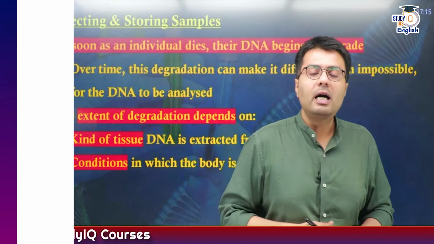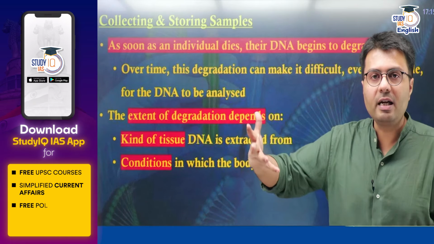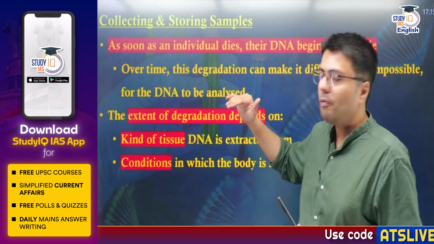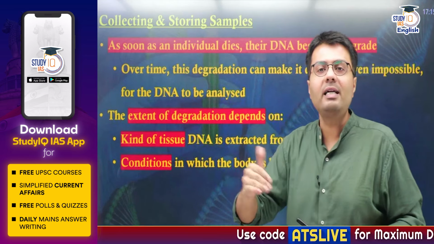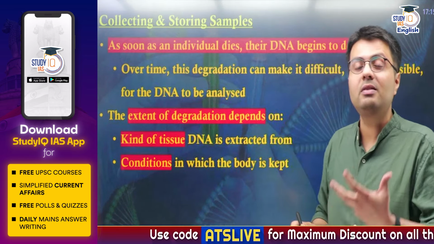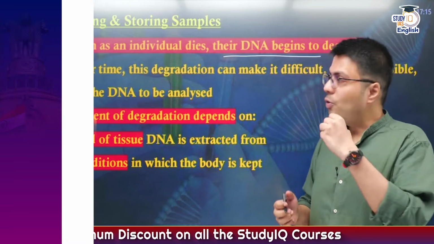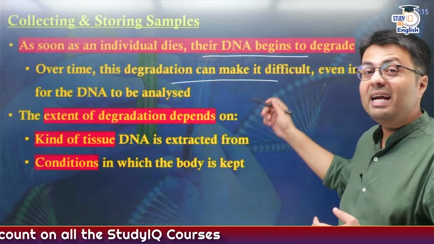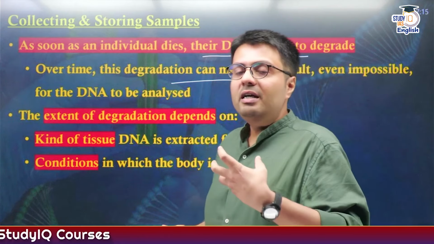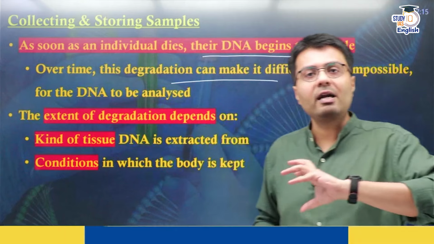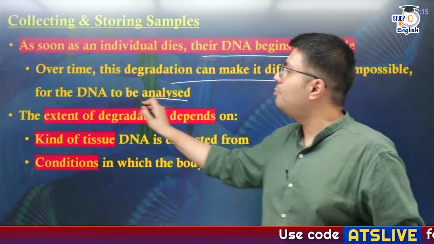Now, first, let us understand the process that is taken to identify the DNA. First, obviously, you need to collect and store the samples, and as soon as the individual dies, their DNA begins to degrade. And over time, the degradation can make it difficult. And if the DNA is degraded so much, sometimes it can also be impossible for the DNA to be analyzed.